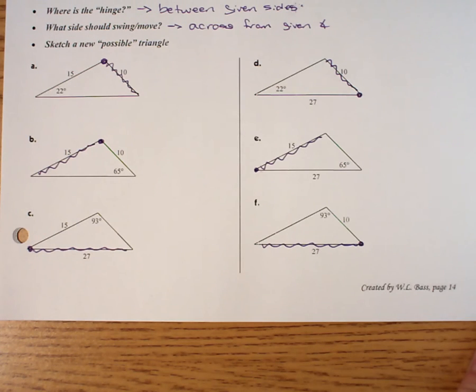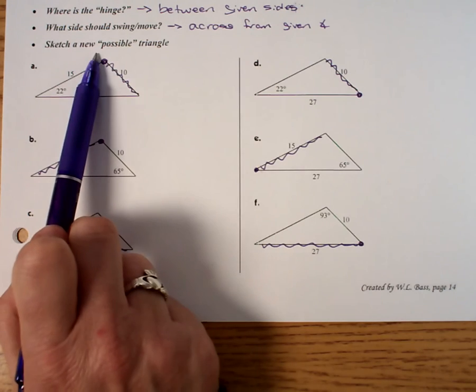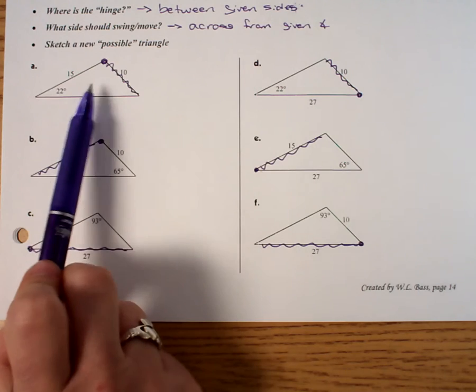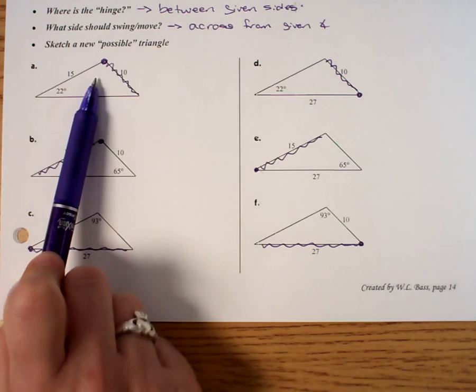If you need, pause the video and think through those two steps, because those are crucial elements in order to draw the second triangle. Okay, now sketching the possible second triangle. Remember, the second triangle might not exist. In fact, the first triangle might not exist.